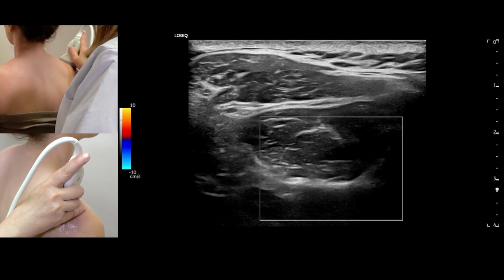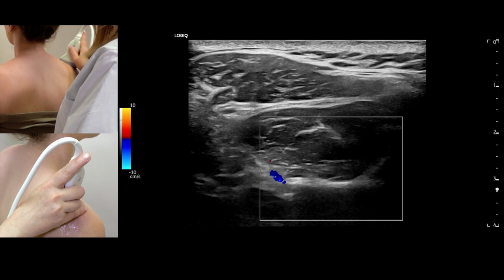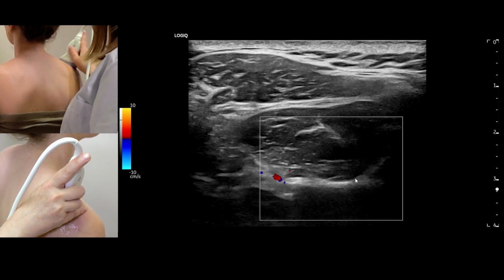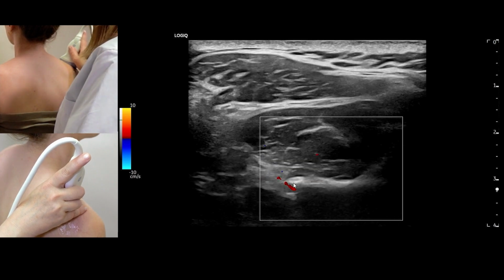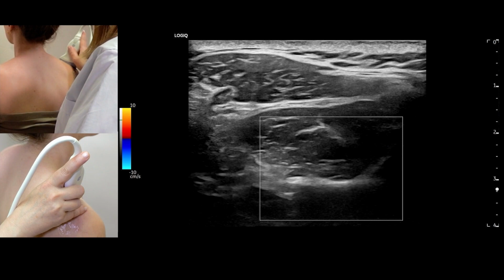Now in the supraspinous fossa we are going to look for the suprascapular nerve. A good landmark is the suprascapular artery and veins, and next to them you can find the suprascapular nerve lying deep to the supraspinatus muscle.